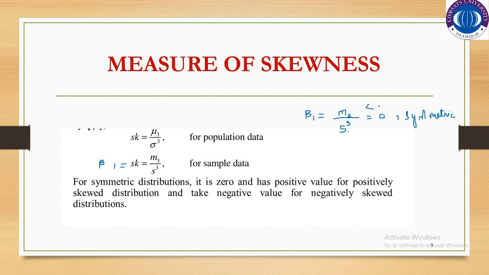And if your coefficient of skewness, the measure of skewness, is less than 0, it would be negatively skewed. And if it is greater than 0, then the data is positively skewed. So this measure basically helps us find out whether the data is symmetric, negatively skewed, or positively skewed.